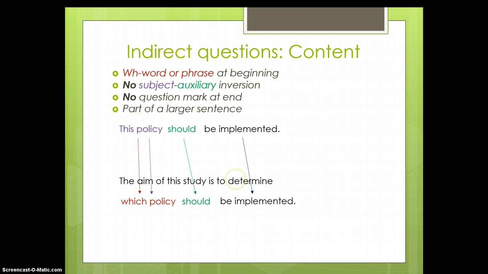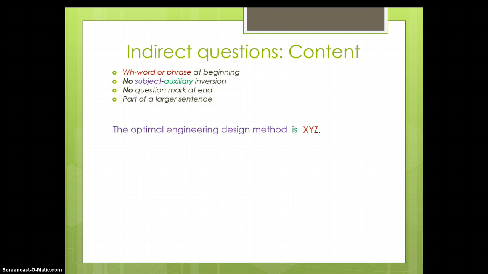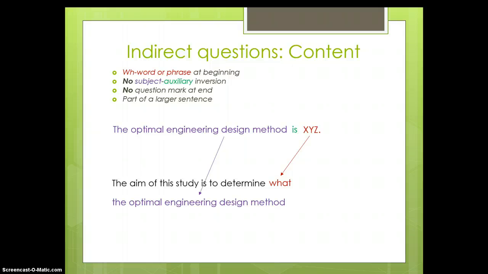Okay, let's try one with a form of to be, specifically is. So the optimal engineering design method is XYZ. So let's make it part of a larger sentence. The aim of this study is to determine. Let's put our WH word or phrase at the beginning, so this XYZ will just turn into what. No subject auxiliary inversion, so the subject just comes right down. And then the auxiliary, or in this case the main verb, because forms of be can do that, is. And we're done.